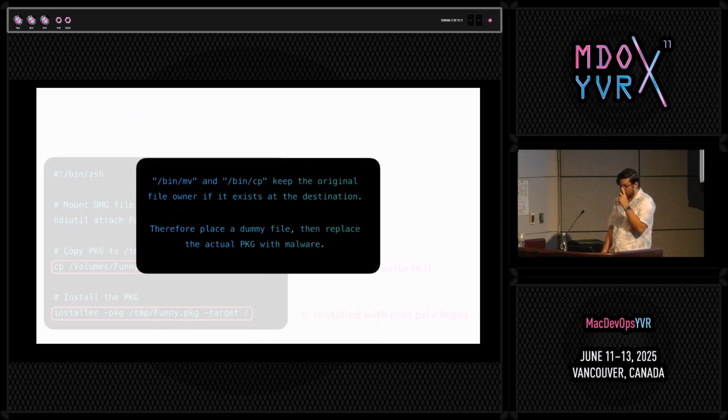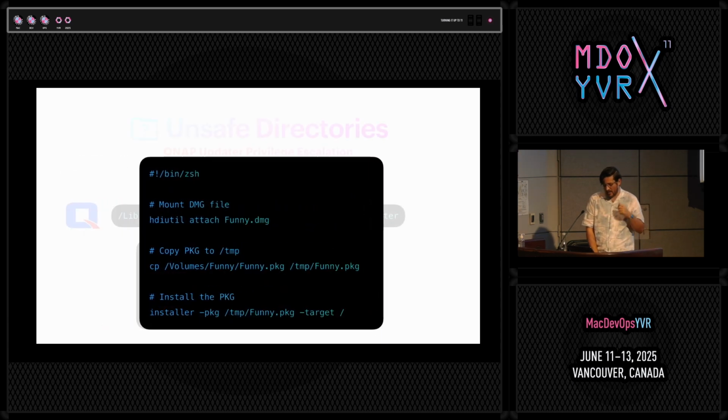So then if we use an exploit, not a vulnerability, but an exploit method through mv and cp: when we copy from A to B, if a file at B already exists and you copy over it, B will retain the original file permissions. So you can actually have a malicious PKG at B, copy over, swap it out with malware, and you're off to the races.